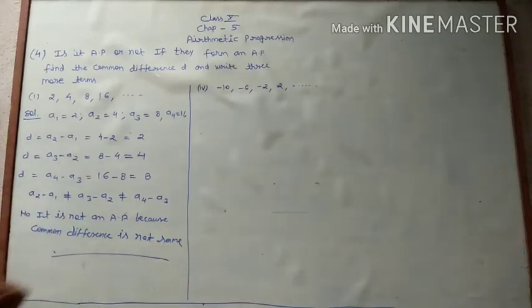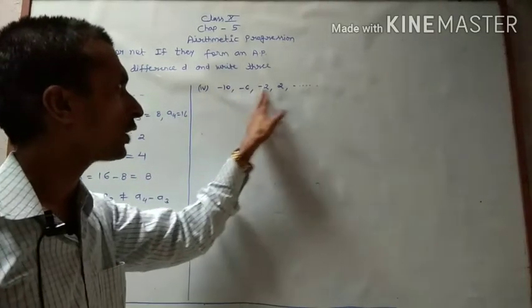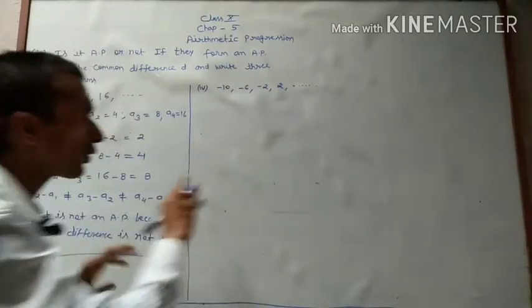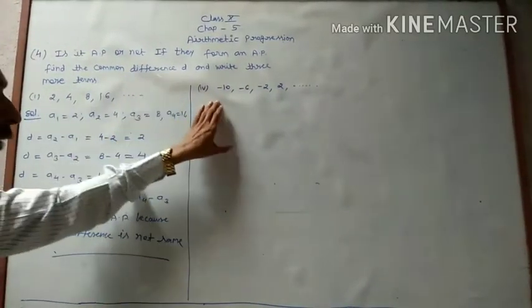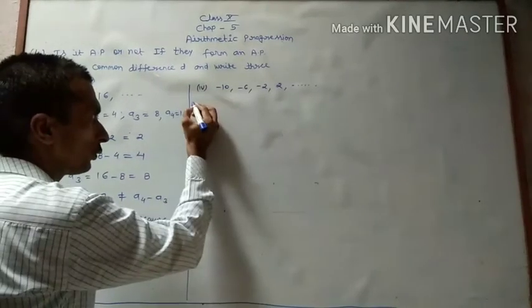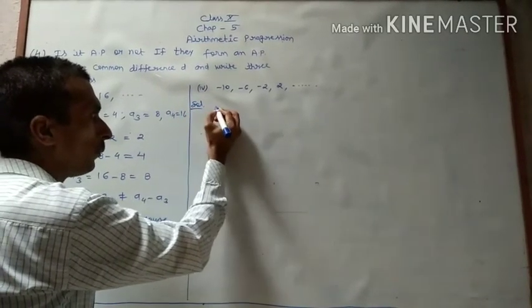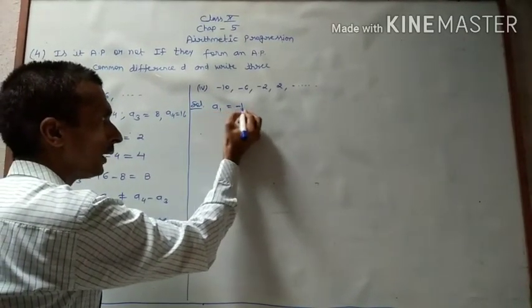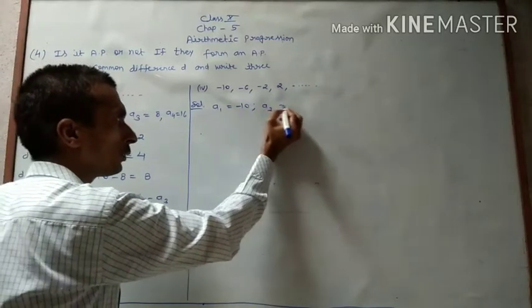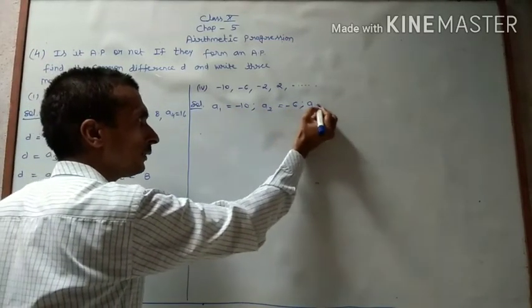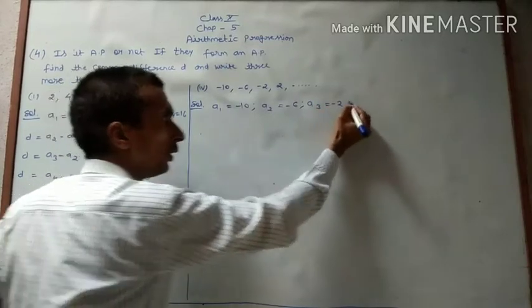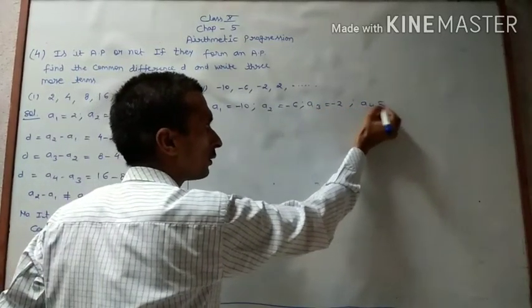Okay, next question here: minus 10, minus 6, minus 2 and 2. Same question number, and the next question you can see minus 10. So you can write the solution: A1 equals minus 10, A2 is equal to minus 6, A3 is equal to minus 2, and A4 is equal to 2.